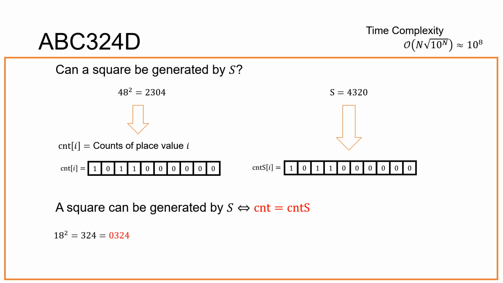However, be careful when the digit of a square number is smaller than the digit of string S, like 18 squared. We mustn't use it as 324, but must fill it with leading zeros to n digits. This finishes the explanation of problem D.